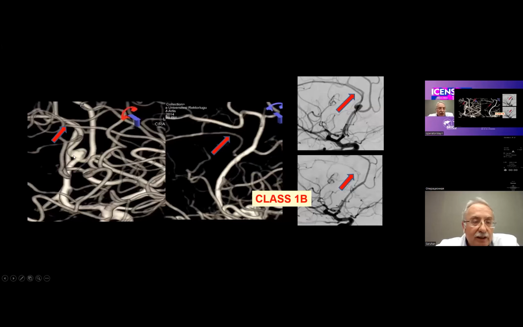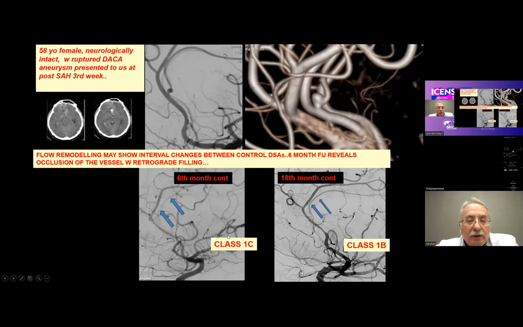When there is hypoplasia of that integrated vessel, here is the pericallosal artery, which was integrated to the pericallosal aneurysm. Basically, the flow diverter was placed from the A2 to the callosal marginal. Then the flow demand kept the vessel hypoplastic. This is class 1B.